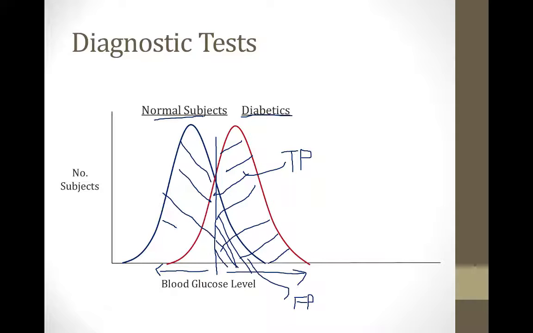So all the people under the blue curve here that fall below the line, these are all going to be true negatives. And then finally, we're going to identify a fourth group, which are all these people under the red curve that fall below the cutoff point right here. All these people are going to be false negatives because the test is going to say they don't have diabetes, but in reality they do.